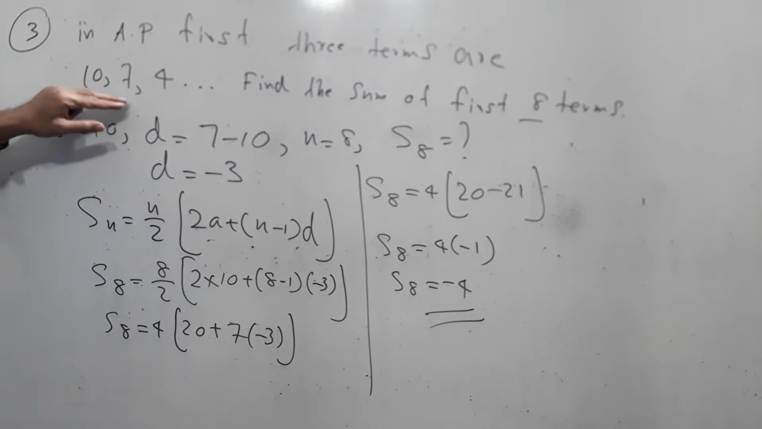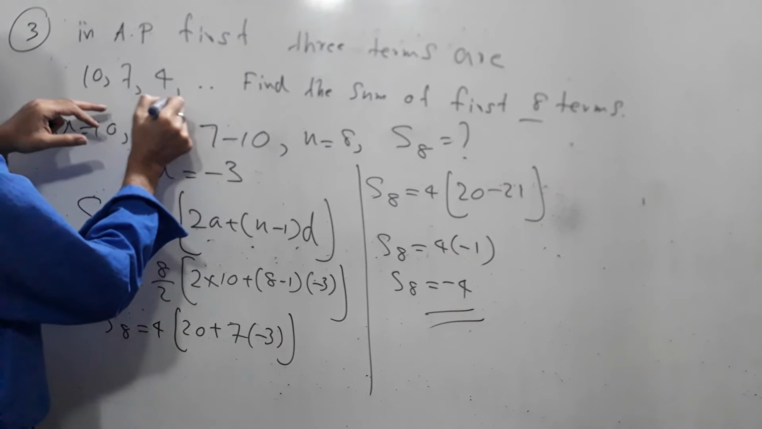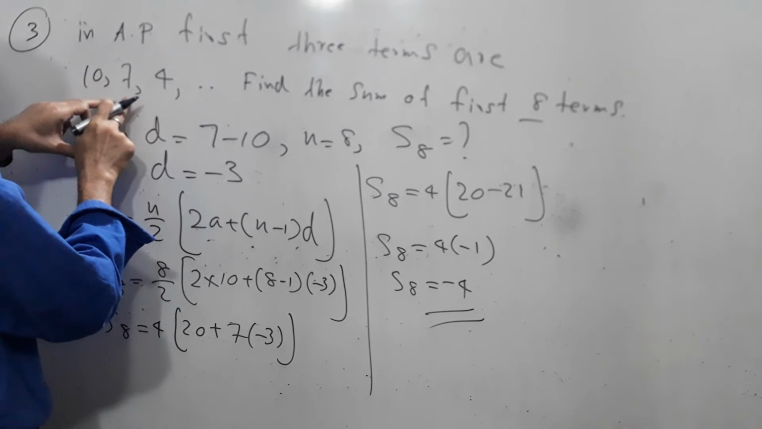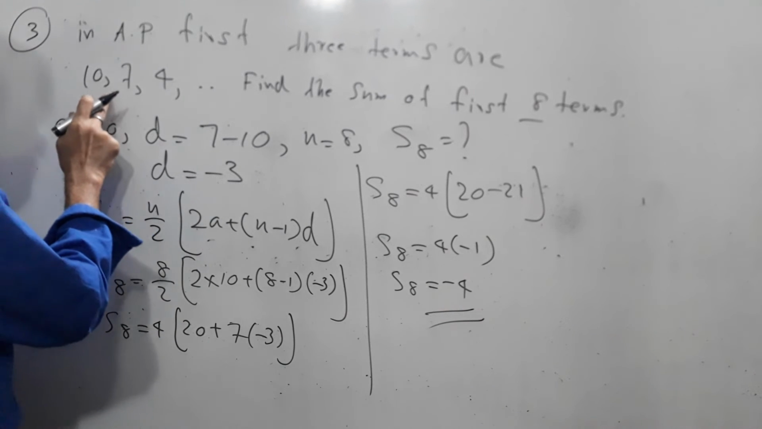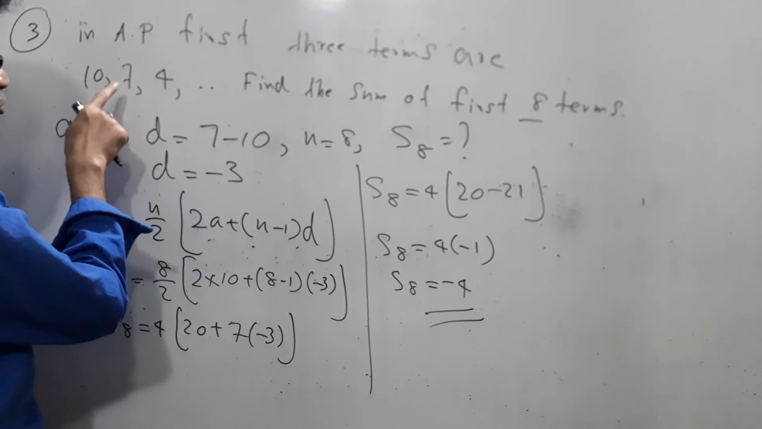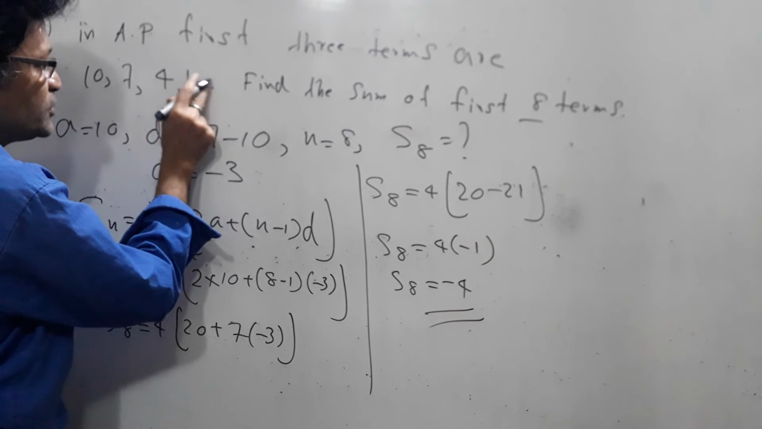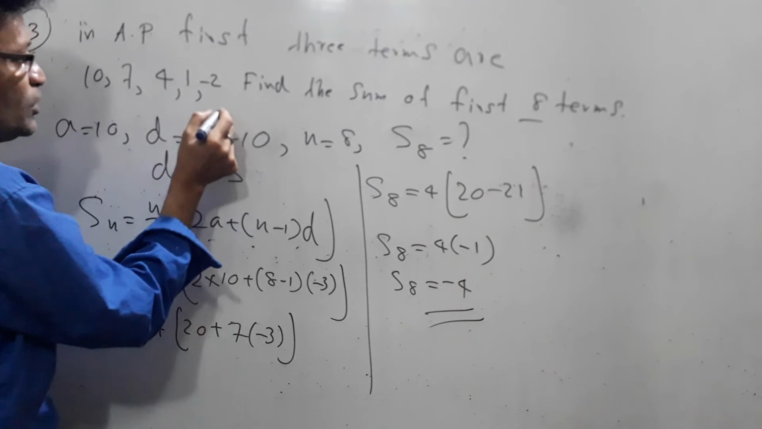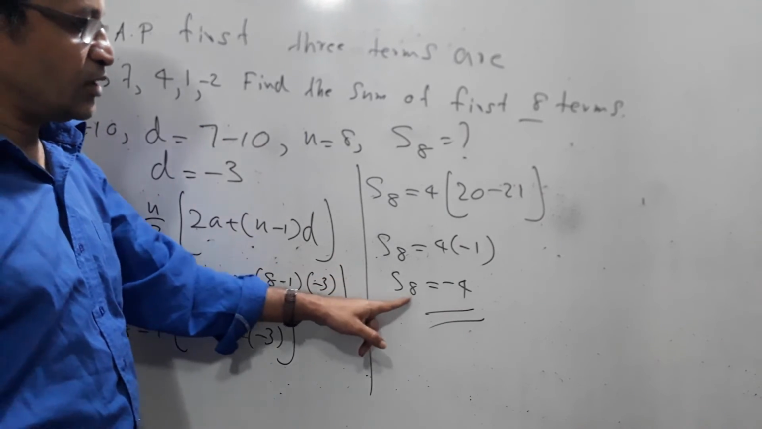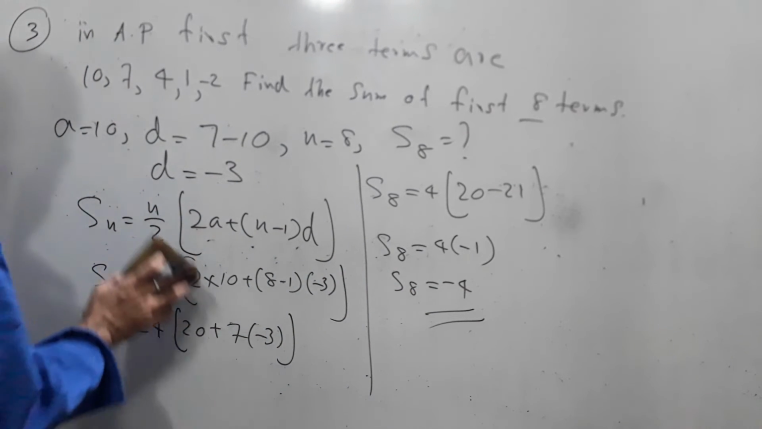Because here the terms are reducing. The common difference is minus 3, no? 7 minus 10 is minus 3. So if you add minus 3 to 10, you get 7. 7 minus 3 is 4. 4 minus 3 is 1. 1 minus 3 is minus 2. Likewise, it is reducing. So the sum of 8 terms equals minus 4. Clear? Right. Now we'll do one more question.